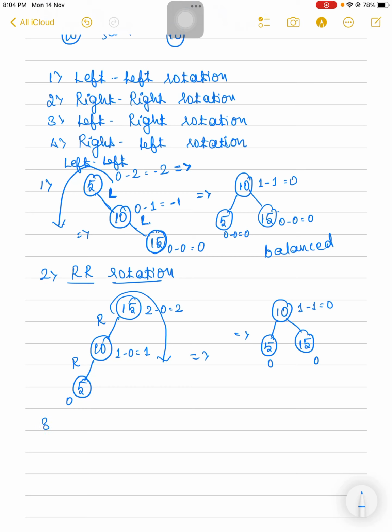And the third type is left right rotation, which is LR rotation.